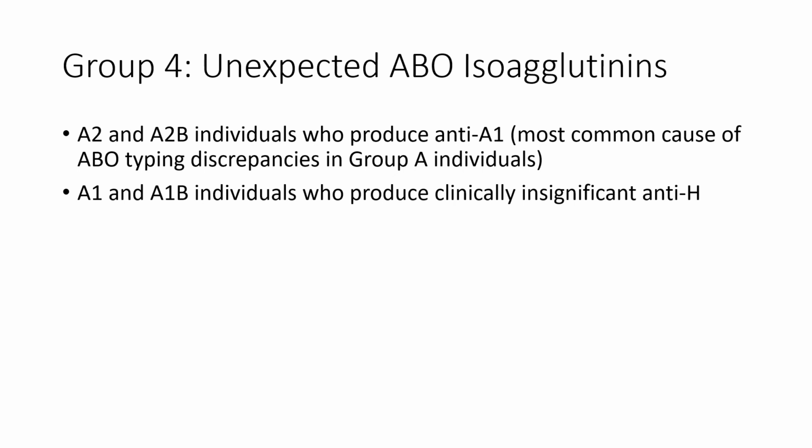An unexpected ABO isoagglutinin would most likely be found in A2 or A2B individuals who produce anti-A1. More uncommon would be a person who is A1 or A1B producing anti-H, since they convert all of their own H antigens. They would think of that as foreign.